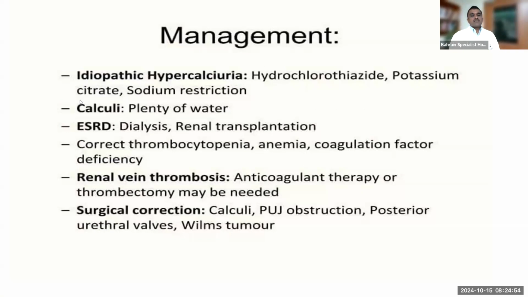In idiopathic hypercalciuria, you can use hydrochlorothiazide, potassium citrate, or sodium restriction. For calculi, tell them to take plenty of water. If the patient goes into end-stage renal disease, you have to treat them with dialysis or renal transplantation. Treat thrombocytopenia, anemia, and coagulation factor deficiency. For renal vein thrombosis, use anticoagulant therapy, or thrombectomy may be needed.